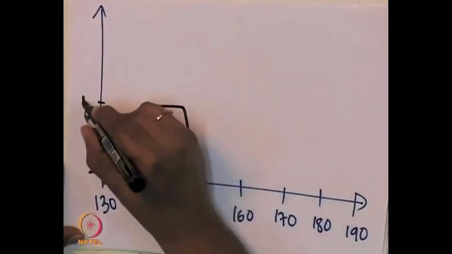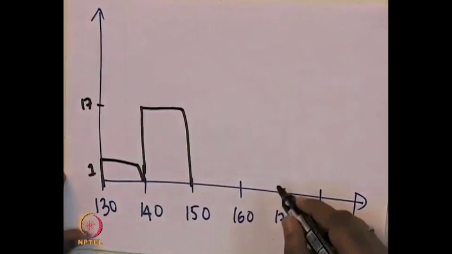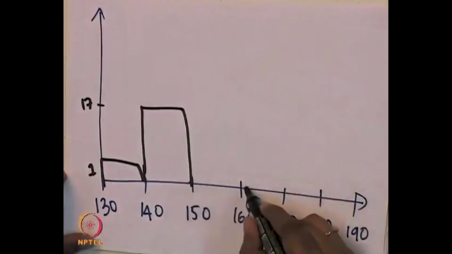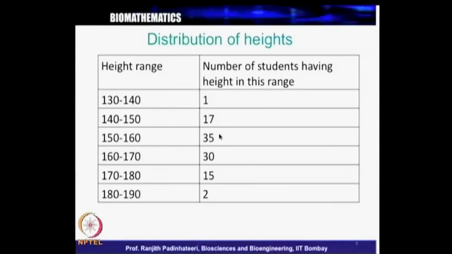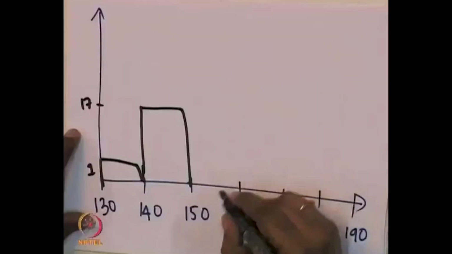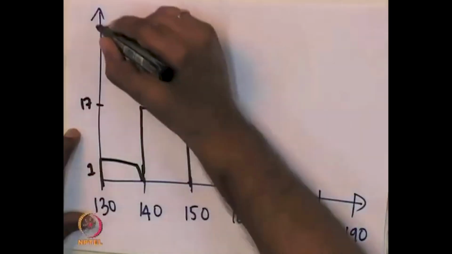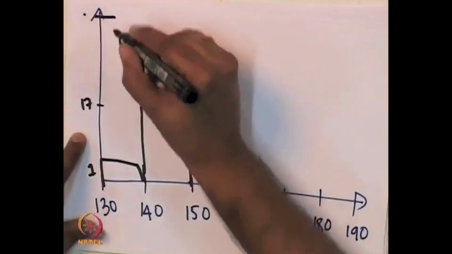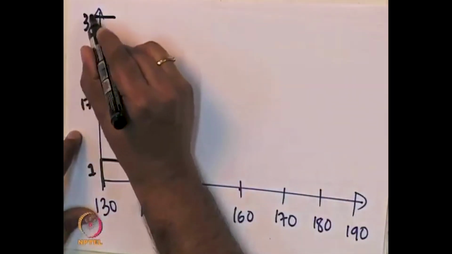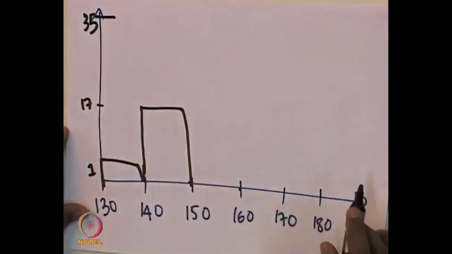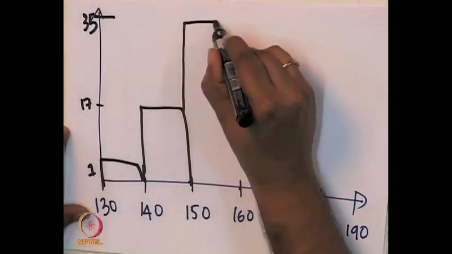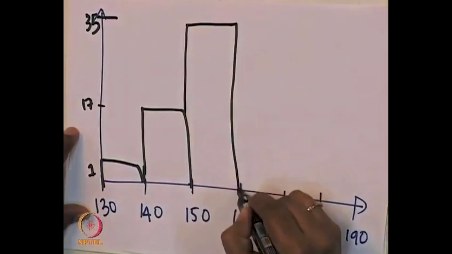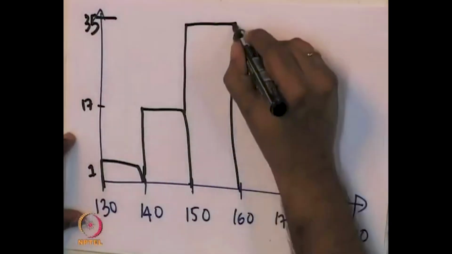So, this is 17. Between 150 and 160, how many students? This table tells you between 150 and 160 there are 35 students. So, let me mark this as 35. There are 35 students in this range.